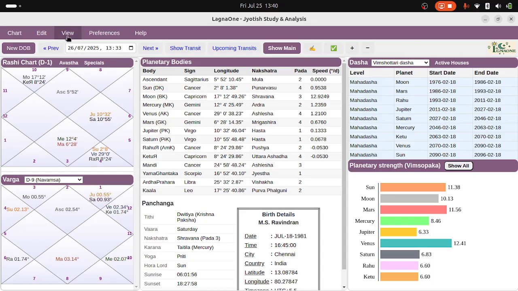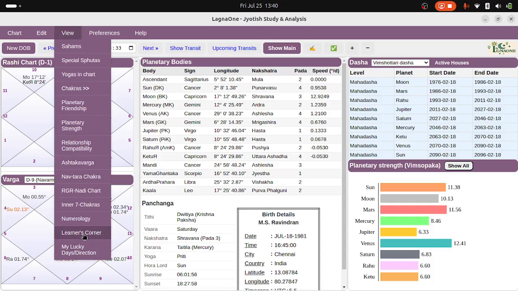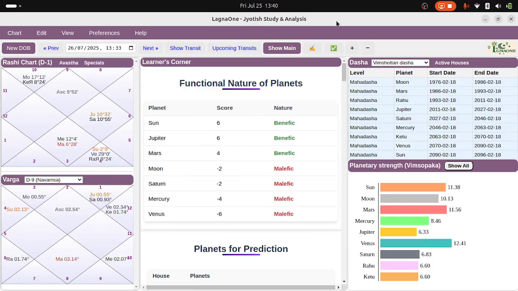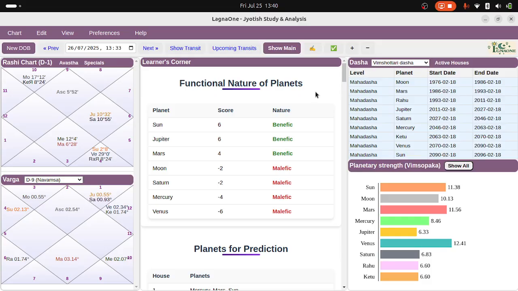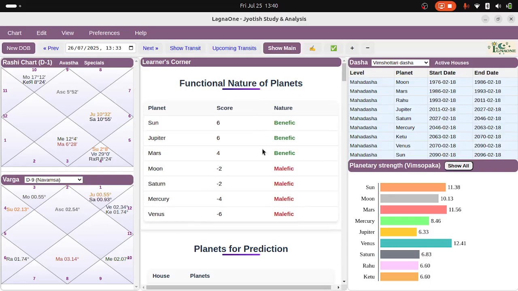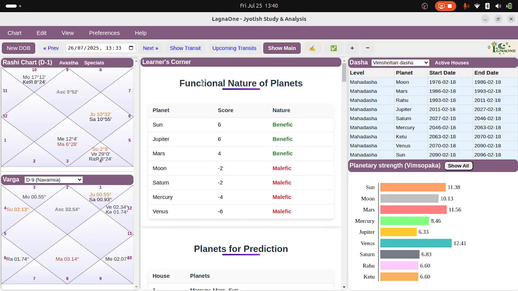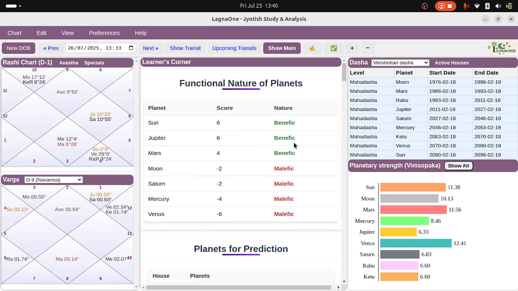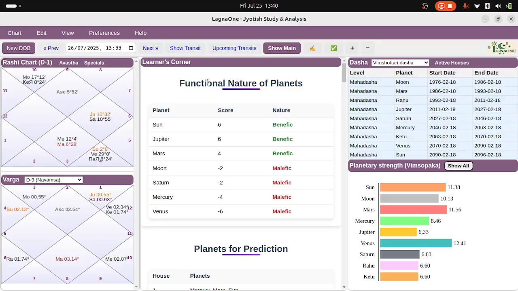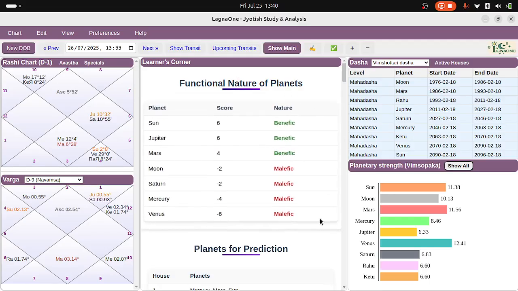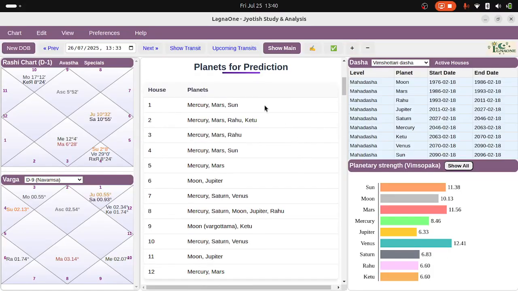Now, the next one is in the learner's corner, because I really want students around the world to have access to clear-cut decision aids and tools, so that they can learn faster and cut through the chase instead of going round and round and beating around the bush. So this shows the functional nature. This is not exactly predictive. It is for predictive, yes, when they come in dasha-antardasha. The functional benefic and malefic is also equally important in analysis. But this is what I wanted to focus on here.